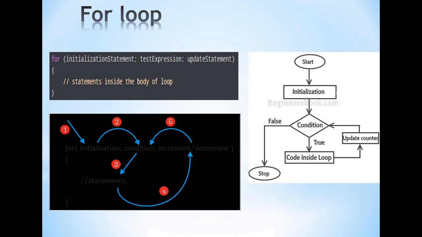Once the process starts, it goes for the initialization. After the initialization, the condition is checked. If the condition is true, it will execute the code inside the loop. If the condition is false, it will stop the process. Once the code inside the loop is executed, it will go for the update counter. After that again it will check the condition. If the condition is false, it will stop the process. If the condition is true, the code will be executed. Likewise, it does all the process.